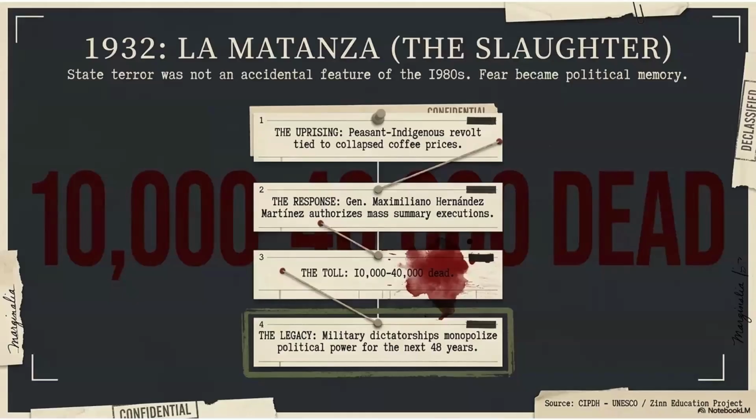This slide takes us to one of the deepest traumas in Salvadoran history, La Matanza, the massacre. In January 1932, during the dictatorship of General Maximiliano Hernandez Martinez, a peasant and indigenous uprising broke out in western El Salvador. The uprising was linked to poverty, land dispossession, and political exclusion. It was also associated with Farabundo Marti, whose name later became part of the FMLN.